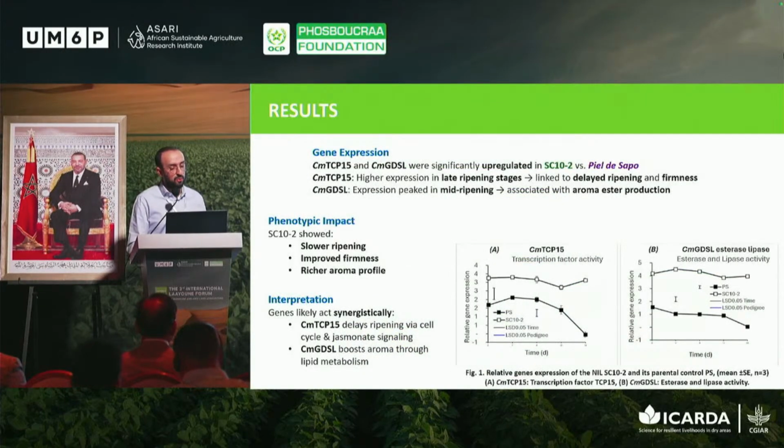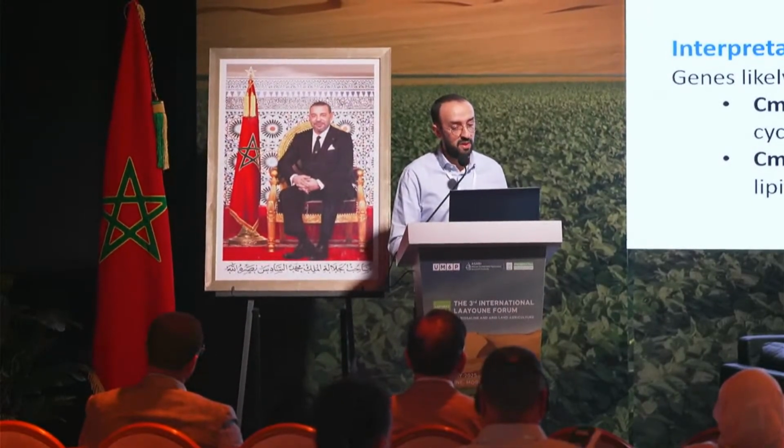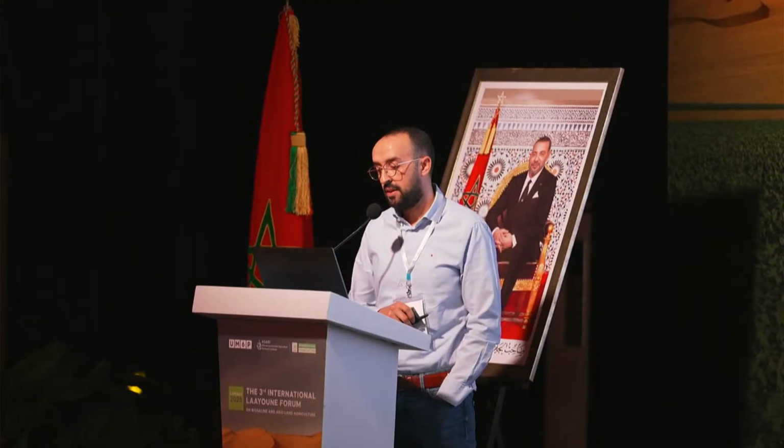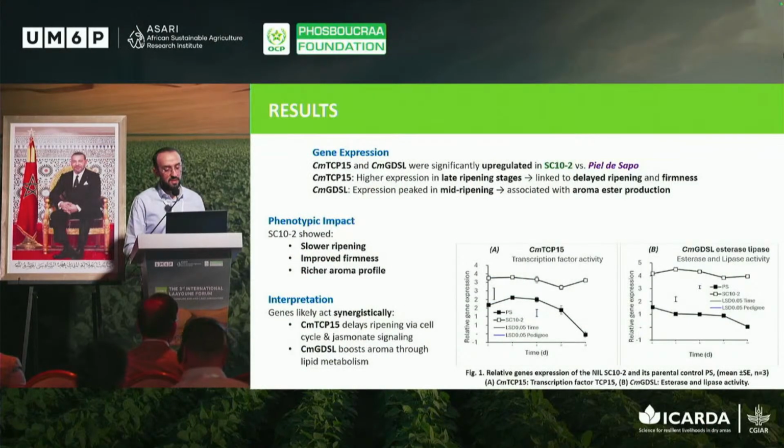Our results show that both genes are more highly expressed in the near-isogenic line AC102 compared with Piel de Sapo. TCP15 expression increased especially at the late ripening stages, and this was linked to delayed ripening and better firmness. Meanwhile, GDSL peaked in mid-ripening and is associated with a stronger aroma, likely through its role in producing volatile esters. So these genes appear to work together, TCP15 enhancing shelf life and GDSL enriching aroma, making the near-isogenic line AC102 a promising line for melon improvement.